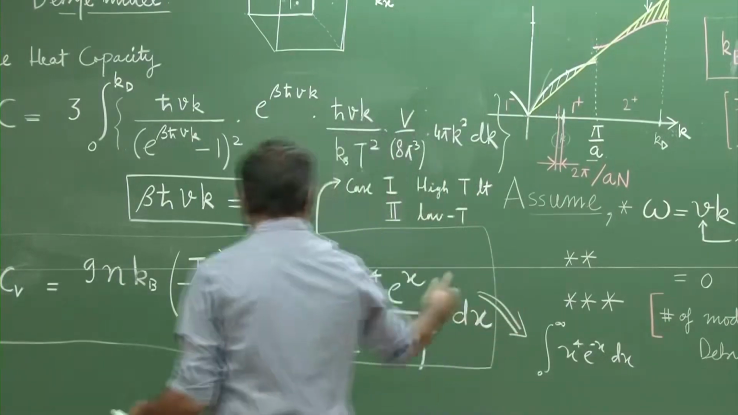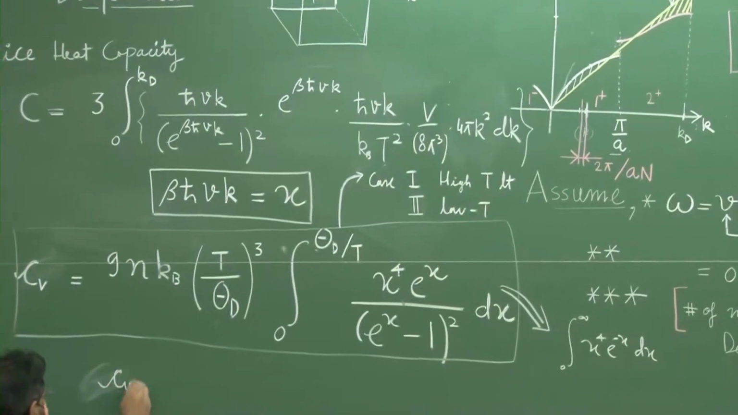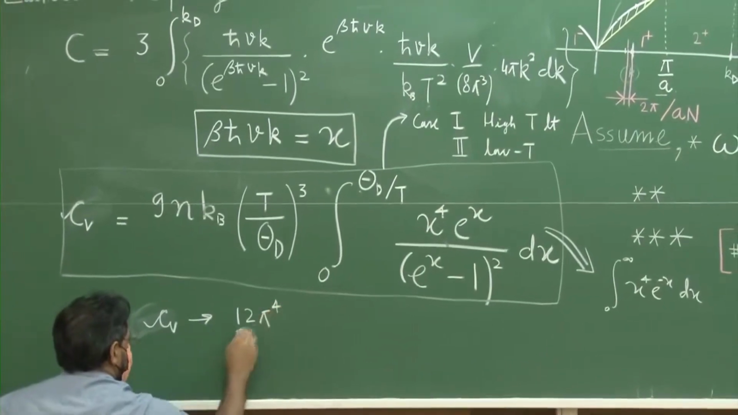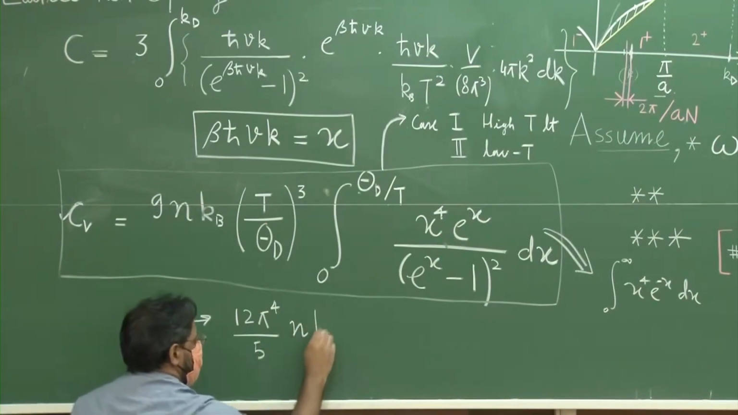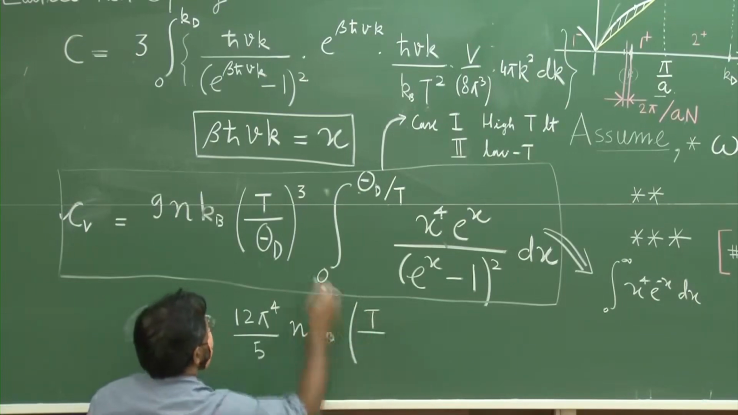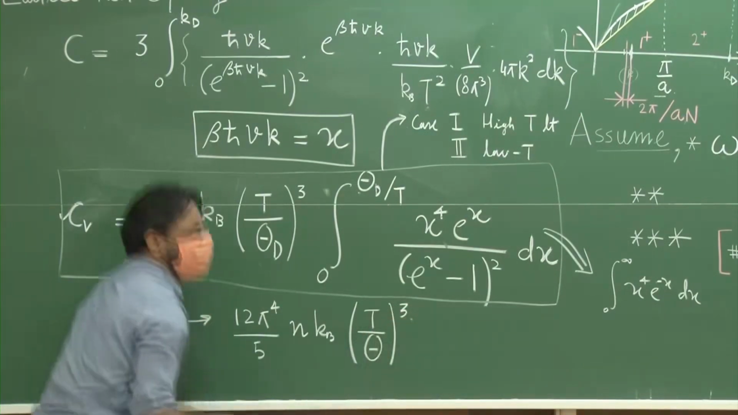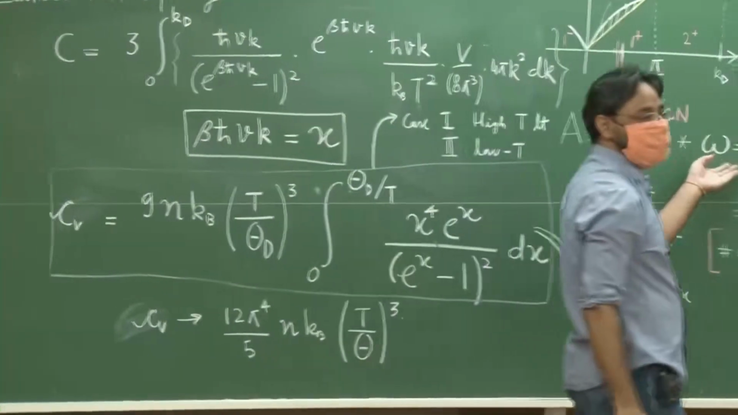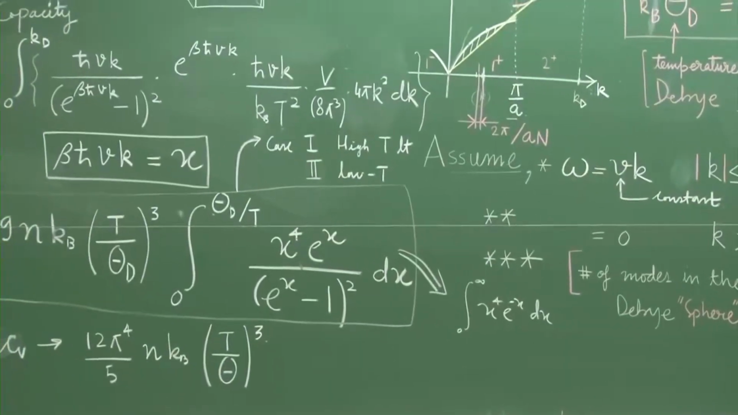So if you put that number, you will see that the little c, CV tends to 12 pi to the power 4 divided by 5 n kb T by theta D whole cube, which was already sitting here. But you don't have to say wow, because T cube तो आना ही था. जब आपने linear ले ही लिया dispersion को, T cube तो आना ही था, because already हम ये prove कर चुके हैं, right? This we have done already.